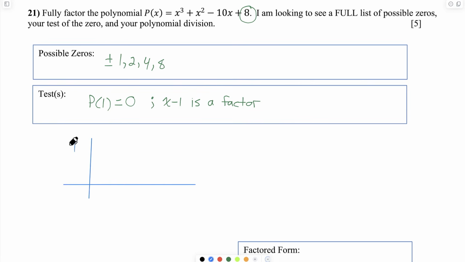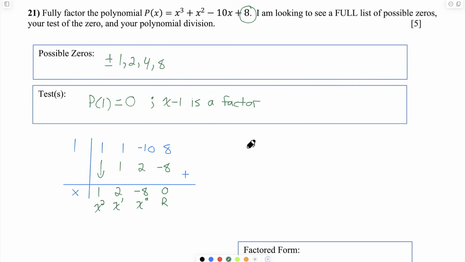The 0 of the divisor is 1, and the coefficients of the dividend are 1, 1, negative 10, and 8. To do the synthetic division, bring the first number down. 1 times 1 is 1. Add them. 1 times 2 is 2. Add them. 1 times negative 8 is negative 8. Add those numbers, I get 0. That's good. That means the remainder is 0, which means I'm on the right track. And these are the coefficients of x to the 0, x to the 1, x to the 2.